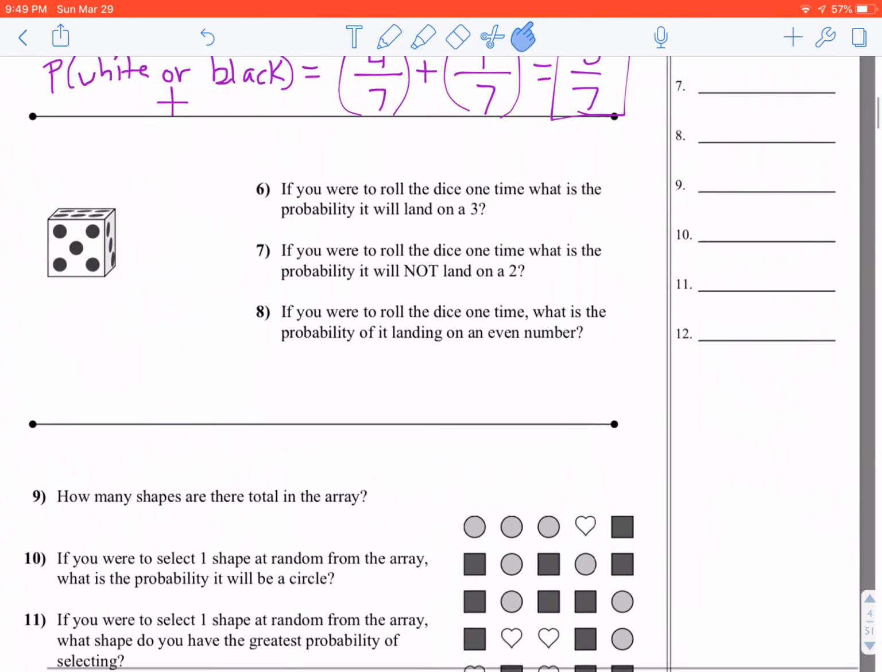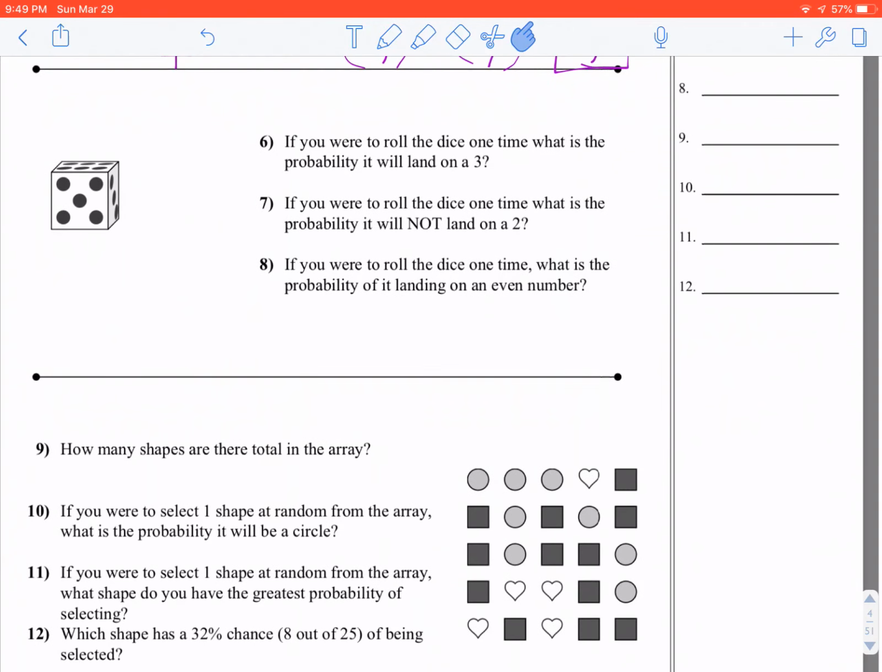Okay, let's look at numbers 6 through 8. So here's a dice. It's always going to be a fair-sided dice that they're giving you, meaning numbers 1 through 6 are on there. Number 6 says if you were to roll the dice one time, what is the probability that it's going to land on a 3? So using our notation, probability of 3, we're still using favorable over total. There are 6 sides to a dice.